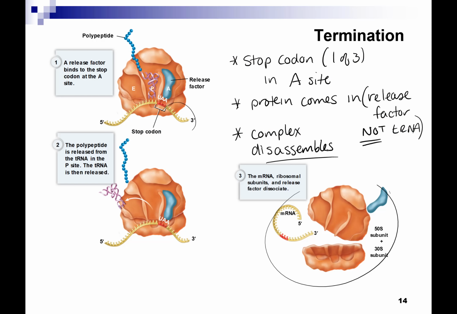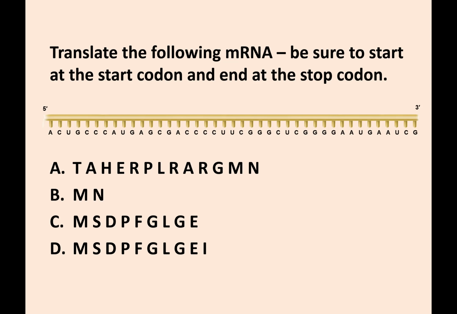So, a couple clicker questions we didn't get a chance to go to. What I would suggest you do is you pause this video. You have this in your handout from class, and you translate the following mRNA. Okay? You're going to have to find the start codon and the stop codon. So pause the video, translate, and see what you get.